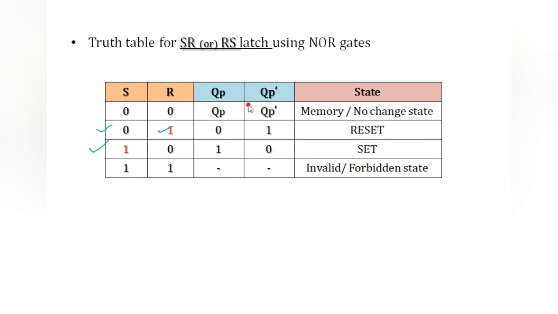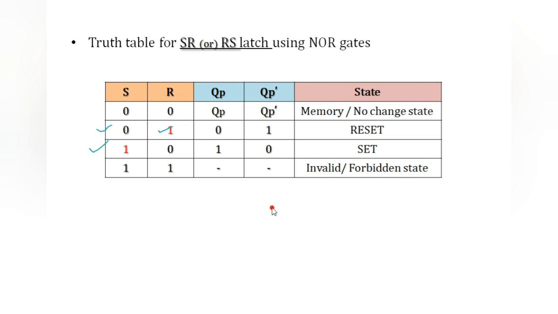So I am taking answers like this. I don't mention 0, 1 or 1, 0. So it is the memory state, also called the no change condition. And we know the 1, 1 state has many problems. So this is the invalid or forbidden or not used state. So this is about the truth table of SR latch.